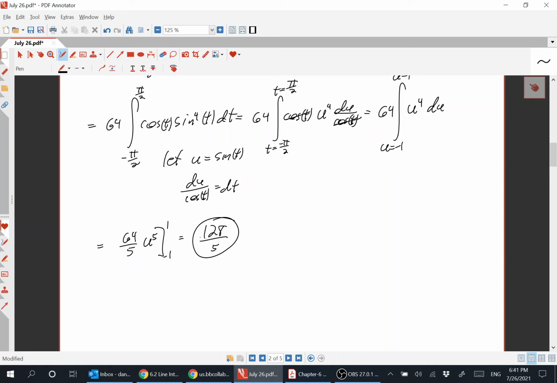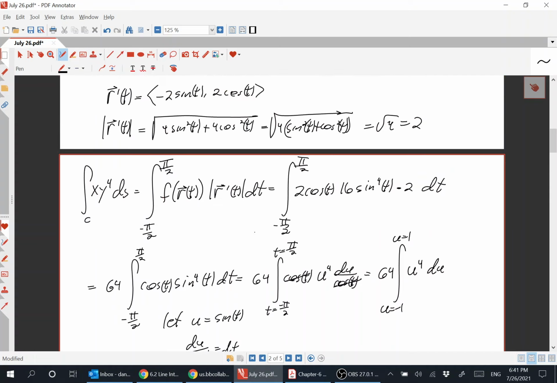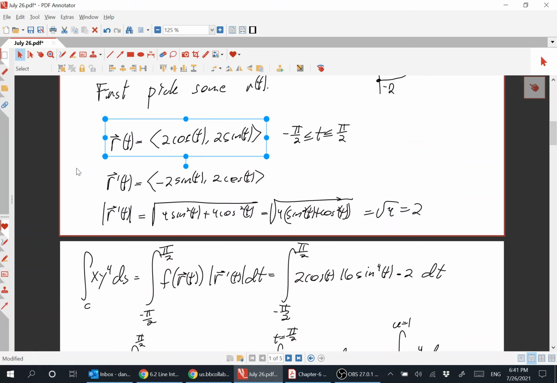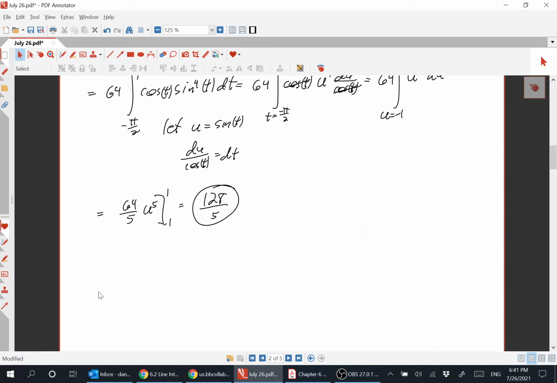So that's one parameterization you can pick to calculate that. Another parameterization you can pick, since it's a half circle, you can do this. There is a different choice.